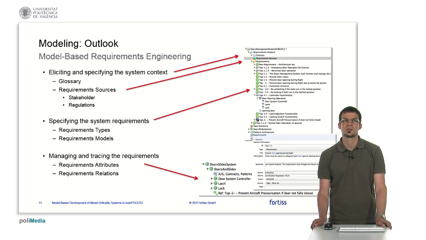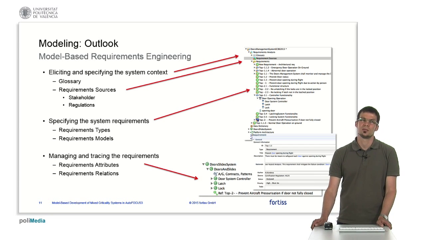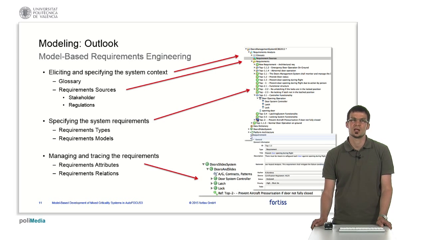In addition to what has been presented before, Autofocus also supports models at different layers of abstraction that are used in other phases of the development process. On the one hand, this comprises requirements models that can be used to define the system context, both in a formal or informal way based on patterns or a glossary, and it allows to trace these requirements to the corresponding implementation architecture.